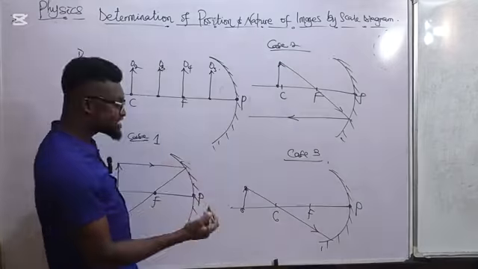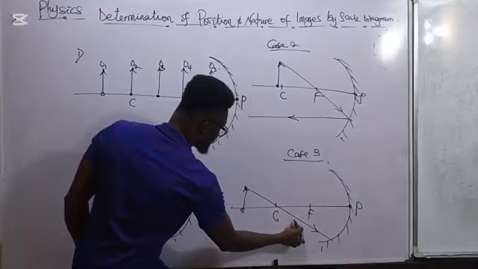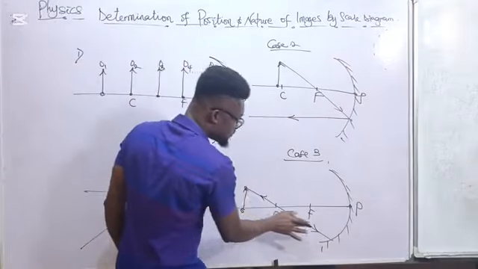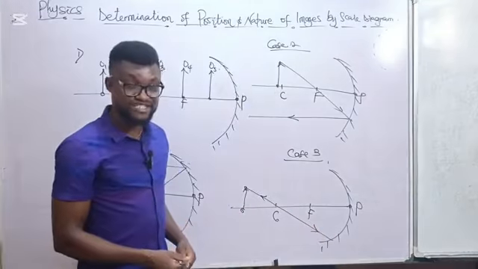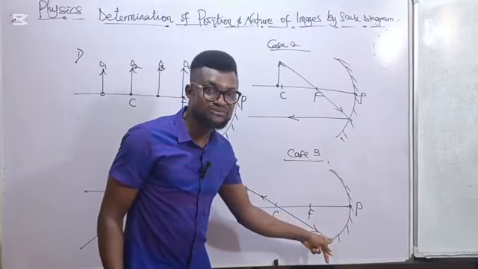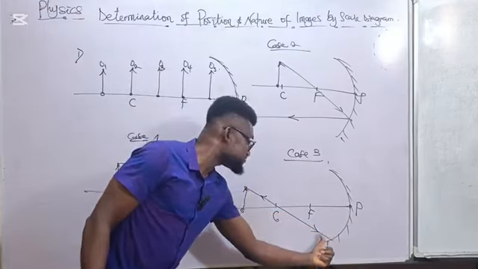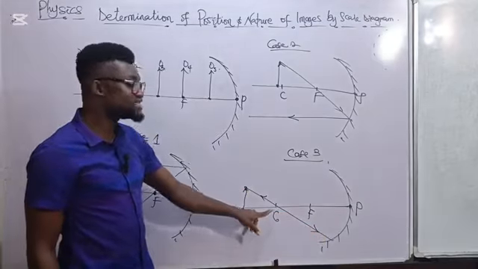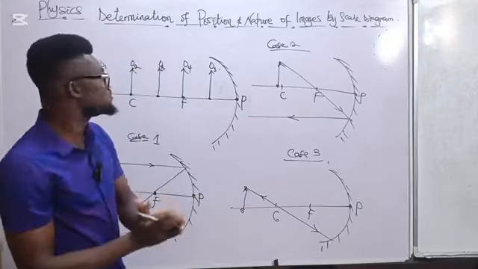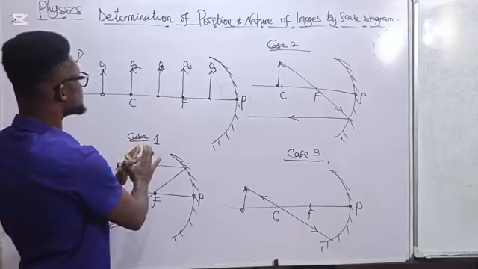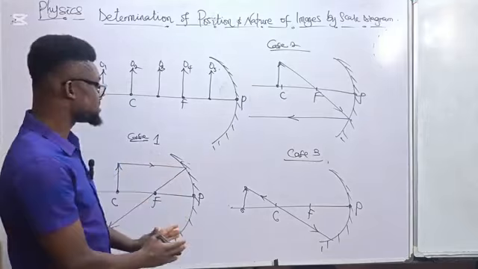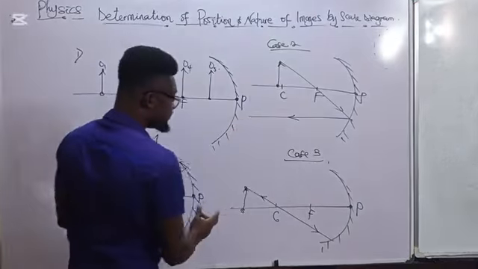Now, on reflecting backward, it must also pass through that center of curvature, which means any ray that passes through the center of curvature does not deviate, because the moment it hits the mirror, it will reflect back through that center of curvature. With these 3 cases, we can now build the position of the image, determined by a combination of any 2 of them.